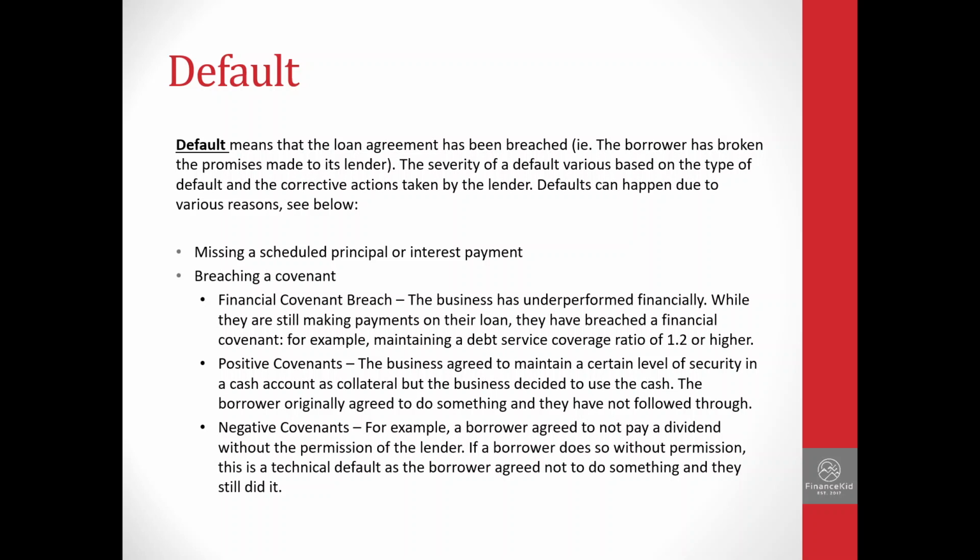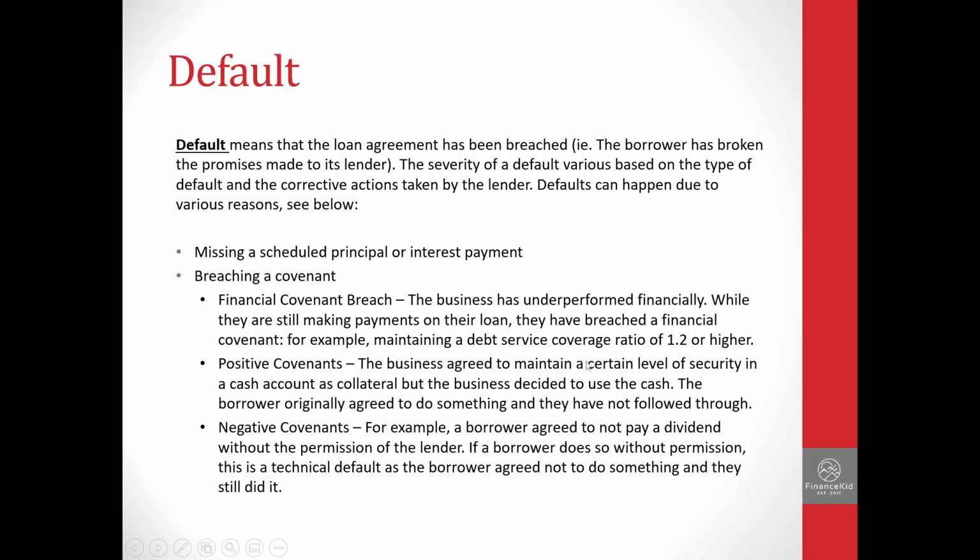Now, breaching a covenant is the second most common thing, and I already talked about this in my personal experience, but going back to part one, I talked about the various covenants that exist. There are the financial covenants. So if the business underperforms financially and it breaches its debt service coverage ratio, so it falls below 1.2 or 1.3, whatever the covenant was agreed to, then you've breached a financial covenant and you're in default.